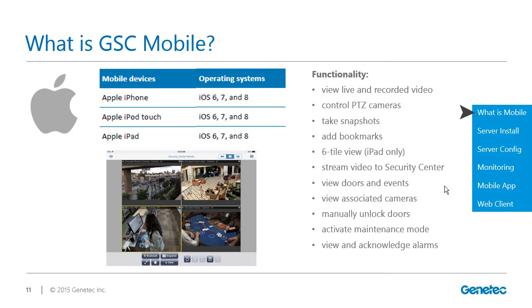Now, as well, we can view doors, access control events, and perform actions on them as well, such as viewing associated cameras, unlocking the door, or putting the door in maintenance mode. Finally, we can receive alarms, view associated video from the alarm, and we can perform alarm acknowledgements as well.